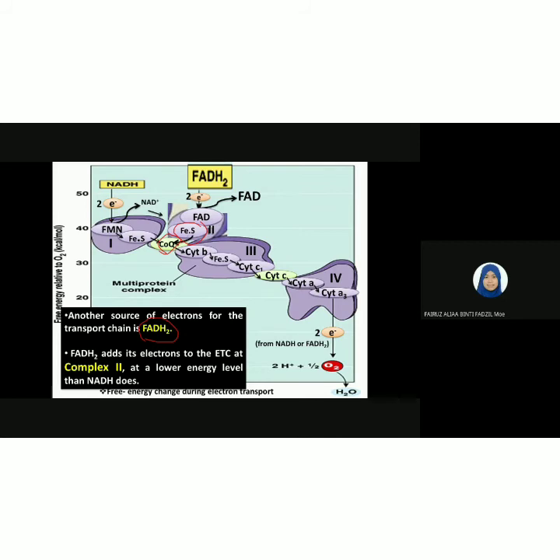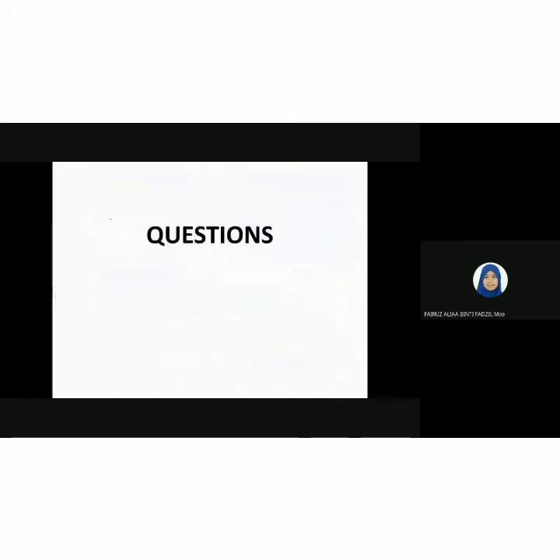One NADH will contribute to the production of 3 ATP, whereas FADH2, passing electrons at the lower energy level, will contribute to the production of only 2 ATP. So one NADH contributes 3 ATP, and FADH2 contributes 2 ATP. That's the difference, and it matters when we calculate the number of ATP produced at the end. Okay, so now it's question time.